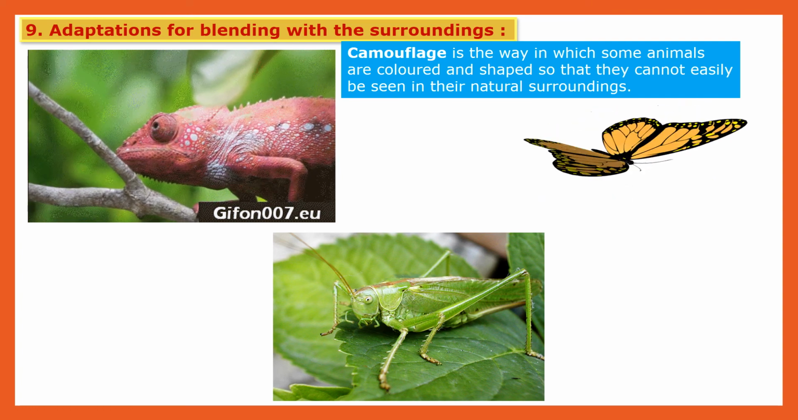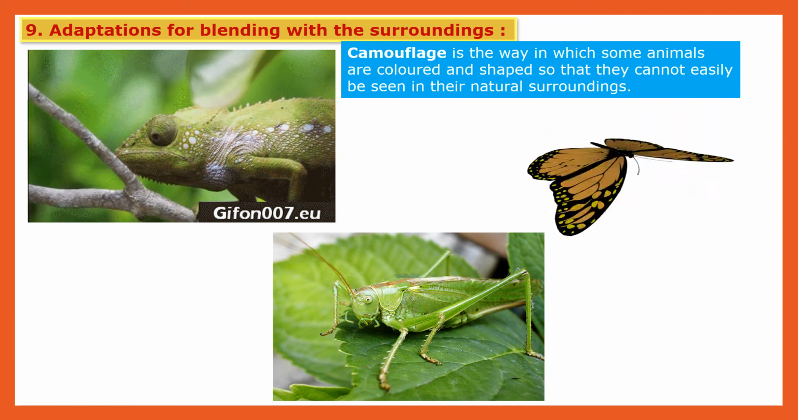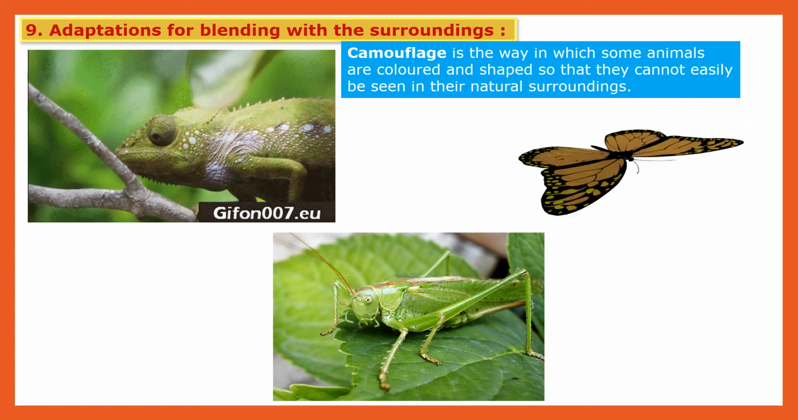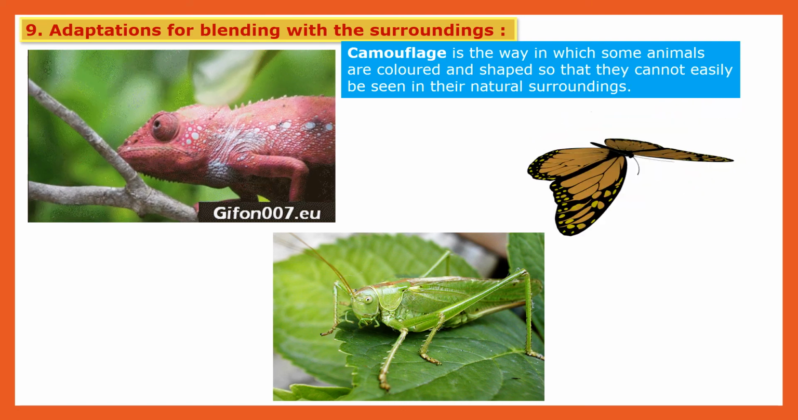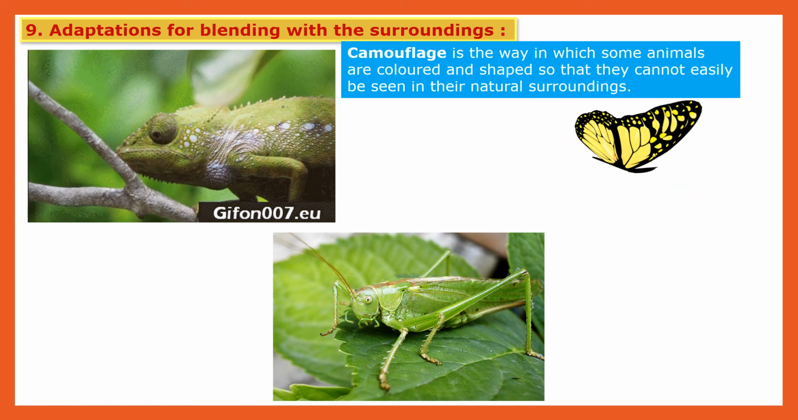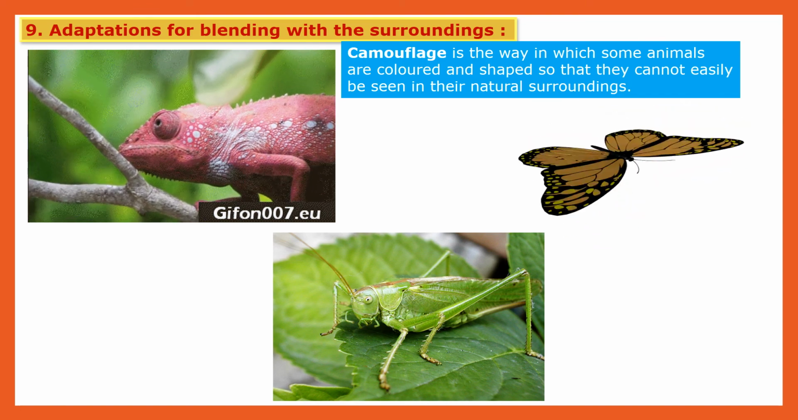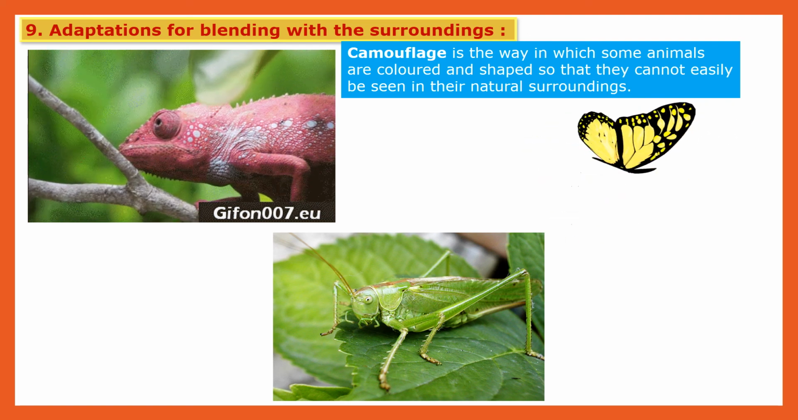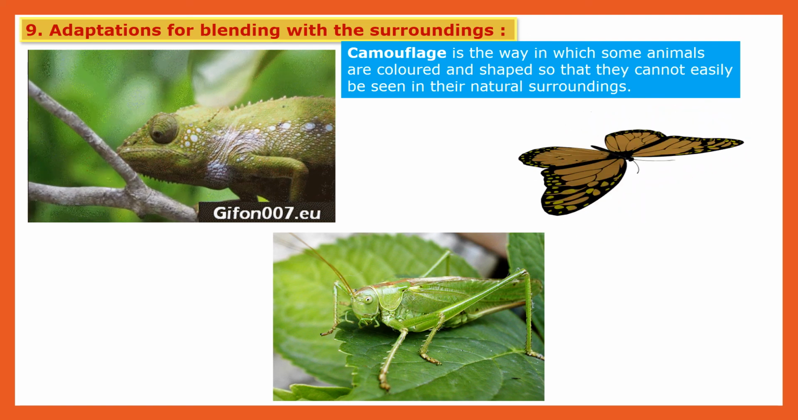For example, lizard and grasshopper show complete blending with the surrounding and thus cannot be easily spotted. Means we cannot find them easily due to their camouflage nature, because they can change their color and shape so that enemies cannot easily find them.